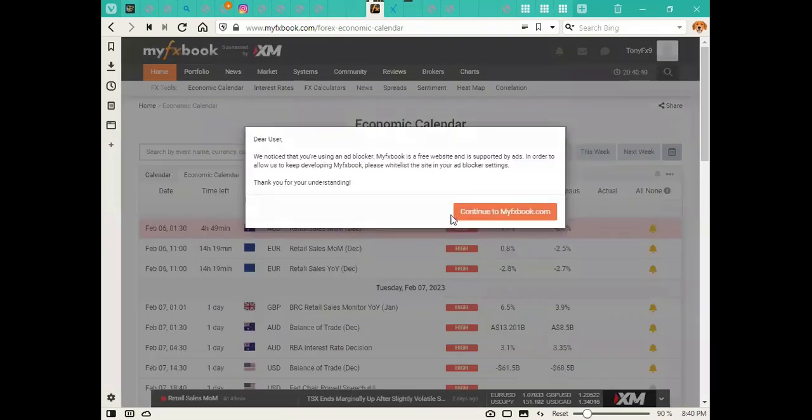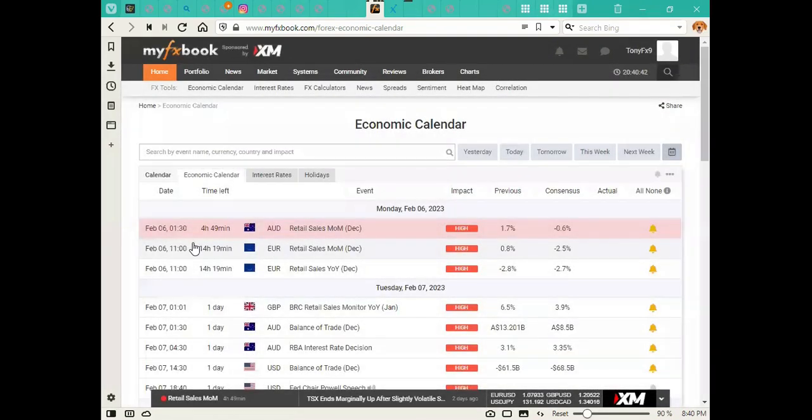That is tomorrow, Monday. AUD, we have a massive news by 1:30 a.m. But we won't be trading that. So Euro by 11 tomorrow morning, that's when we can expect Euro to gain momentum to the upside. So we're going to watch out for Euro tomorrow by 11 a.m.